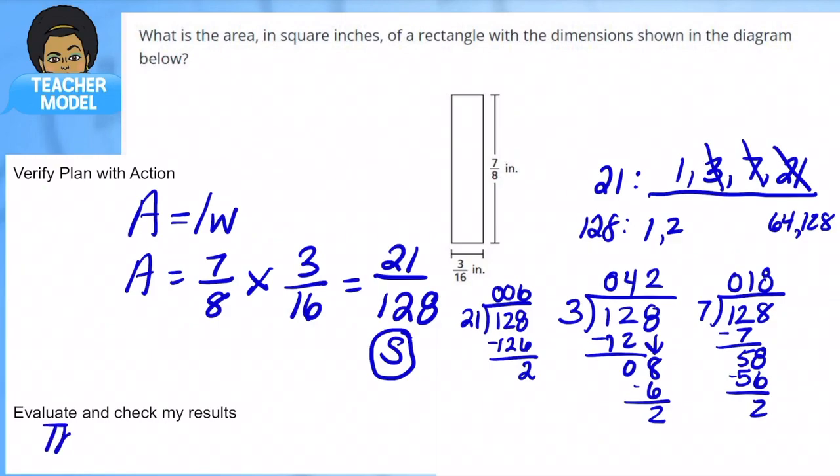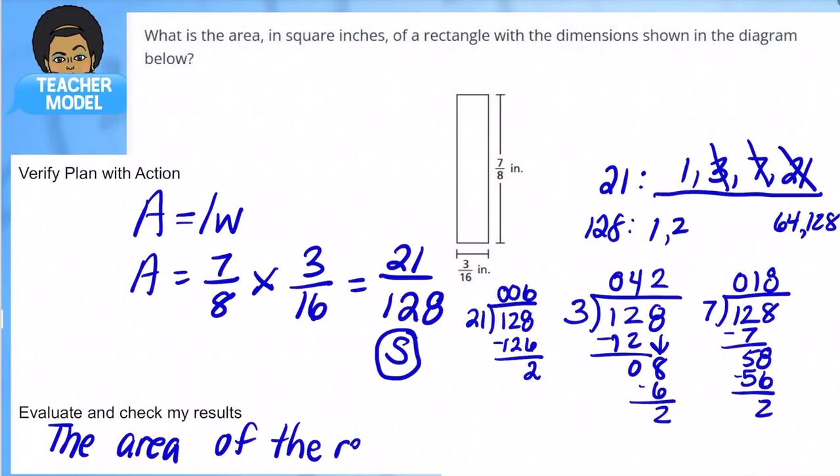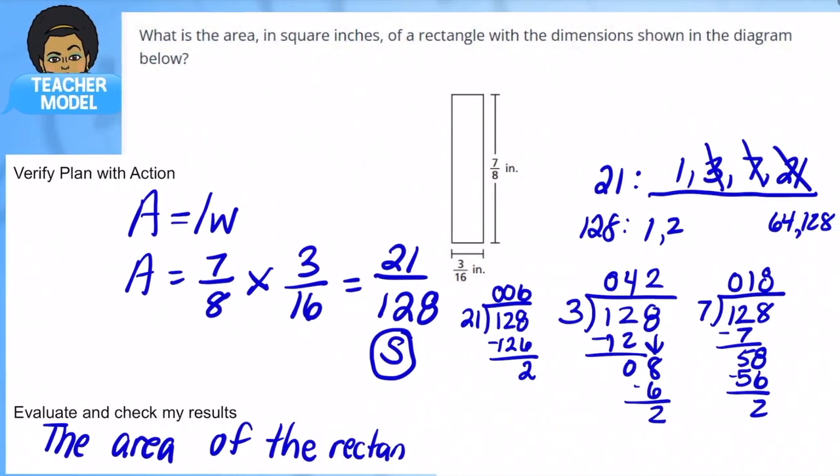The area of the rectangle is 21/128 inches squared. And done. Hit pause and jot this down.